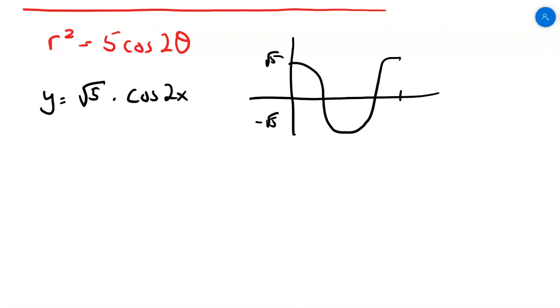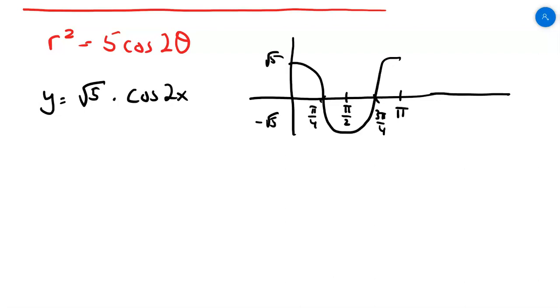That 2 that's in front of the x is going to change my period. So instead of it going from 0 to 2 pi, it's going to go from 0 to pi. That's a pi over 2. That's a pi over 4. That's a 3 pi over 4. And then, of course, it repeats again from pi to 2 pi.